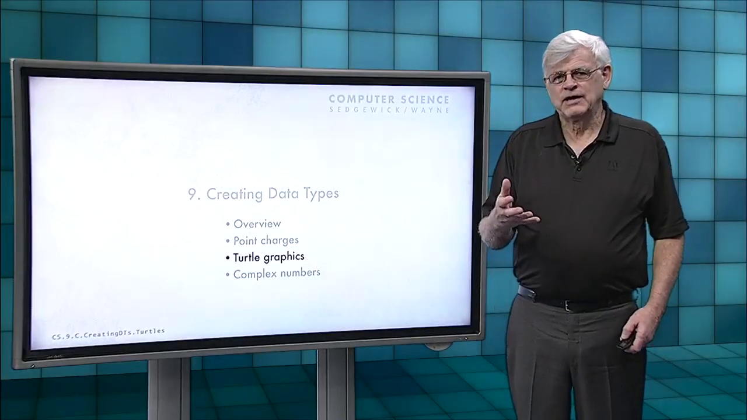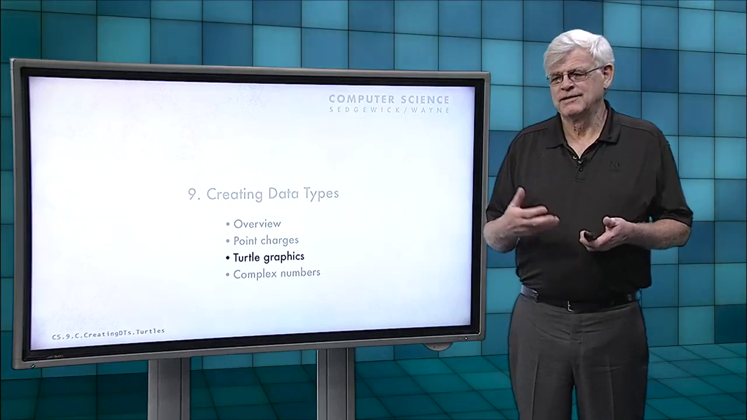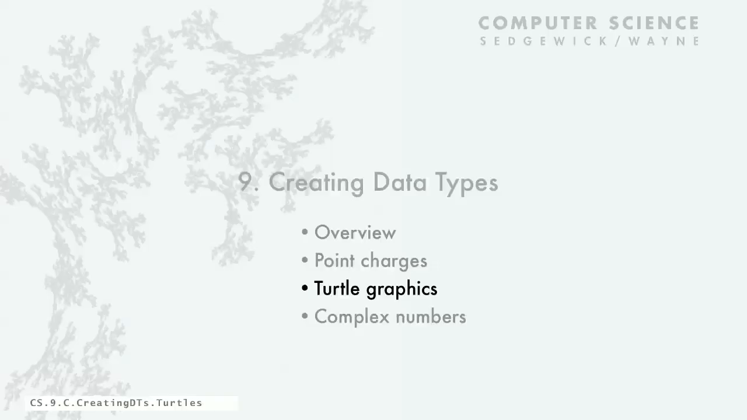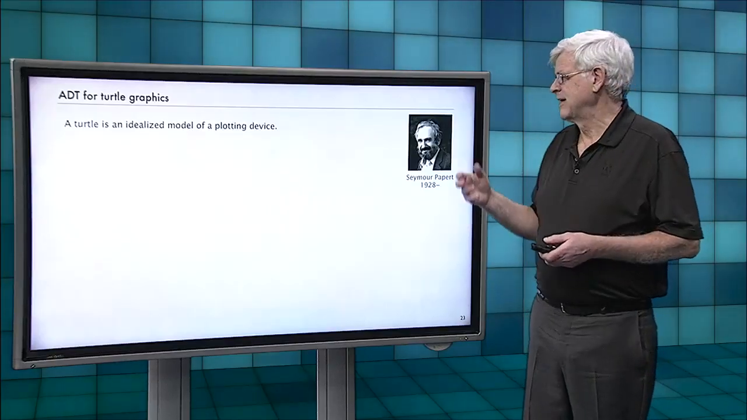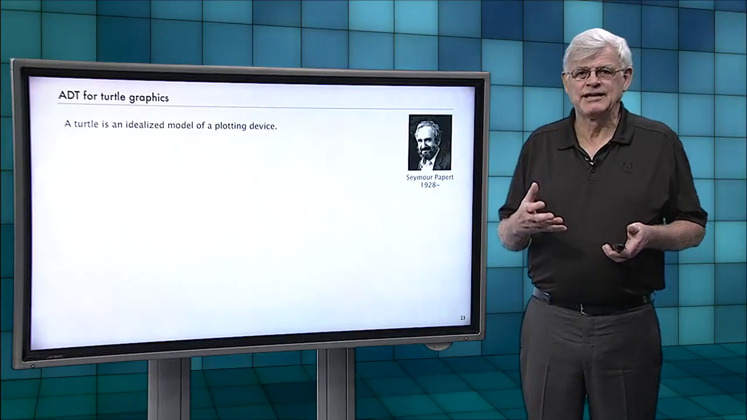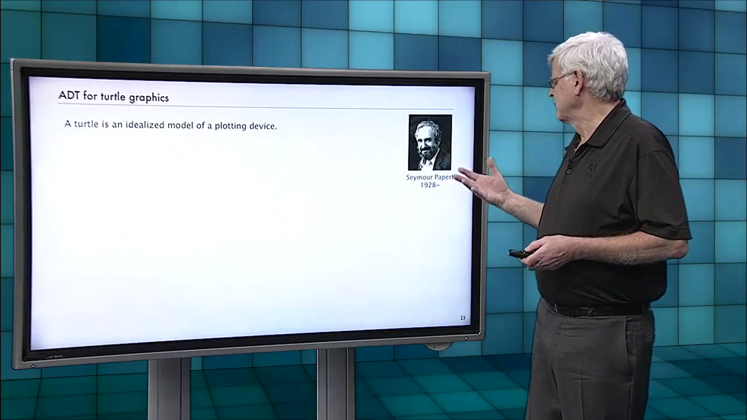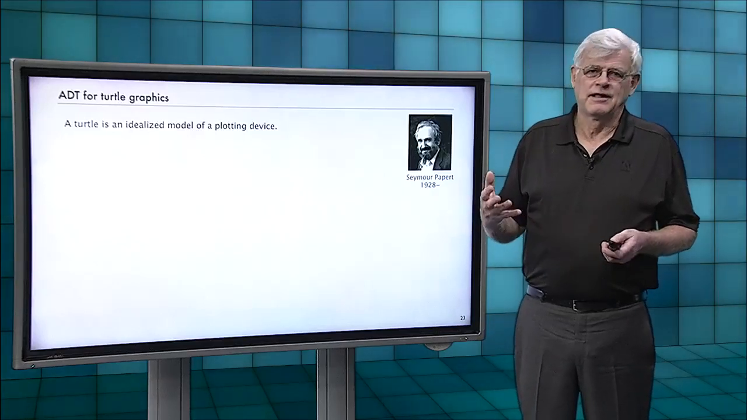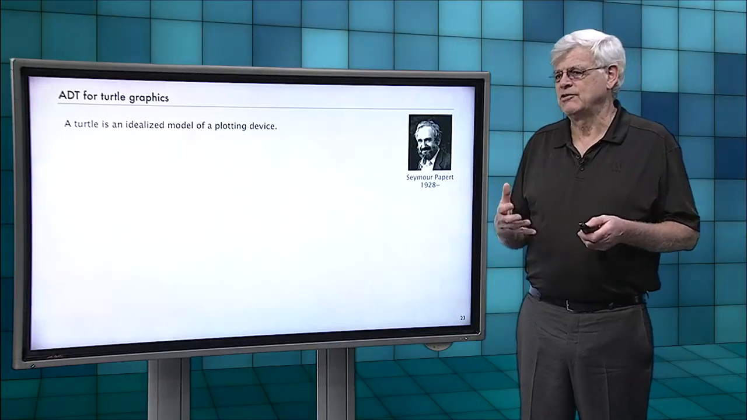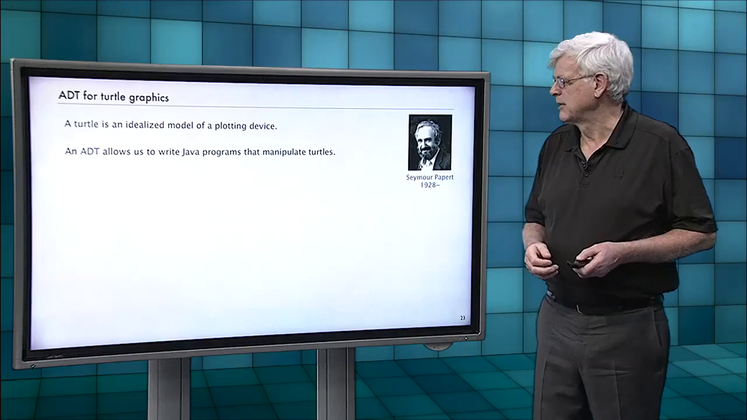Now we're going to take a look at another abstract data type that is a pretty interesting way to give us a simple way to create interesting graphical pictures. The idea is called turtle graphics. A turtle is an idealized model of a plotting device, and it was developed by Seymour Papert quite a while ago, actually as an idea for teaching children about computing.